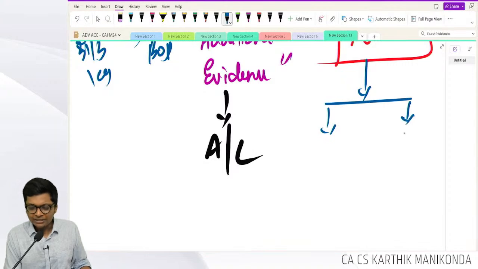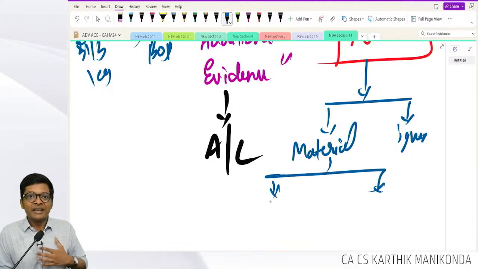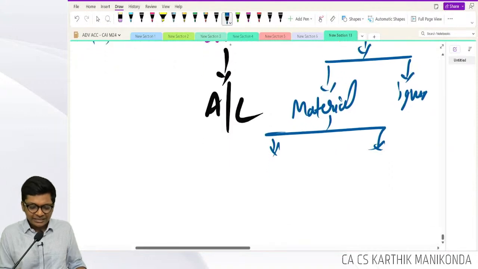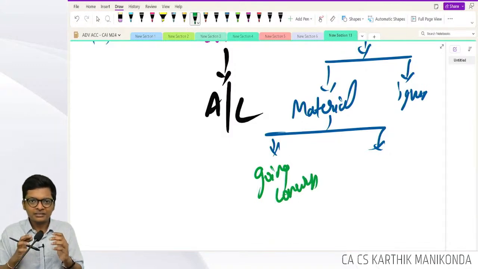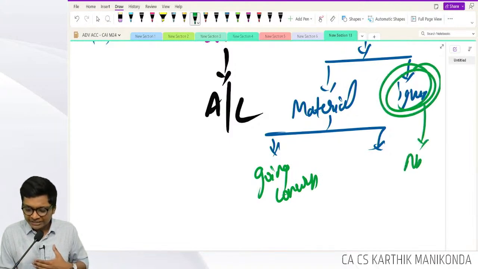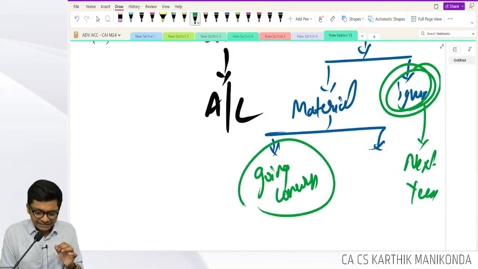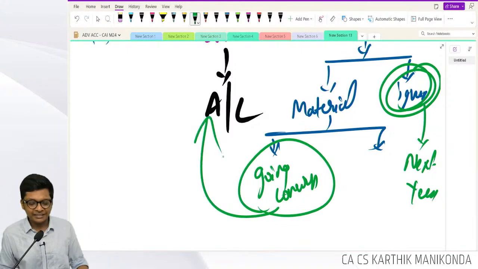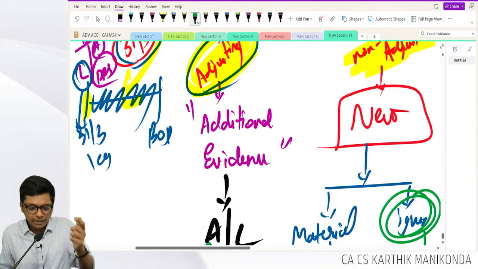But however, non-adjusting events, we ignore them. But however, if these non-adjusting events are material, what do you mean by material? Important. Very important, material transactions. Then in that case, you have to see, is it affecting my going concern? Why? If it's going to affect my going concern, you can't disclose next year, because the things I'm saying to ignore, you will account for in the next year. But I don't have a next year itself, because going concern is affected. In that case, if it's affecting going concern, it becomes an adjusting event. So basically, a non-adjusting event which is material and affecting going concern becomes an adjusting event.